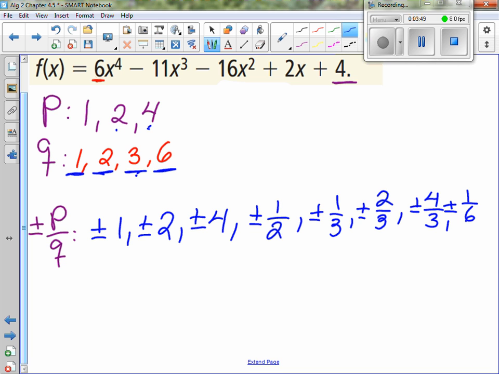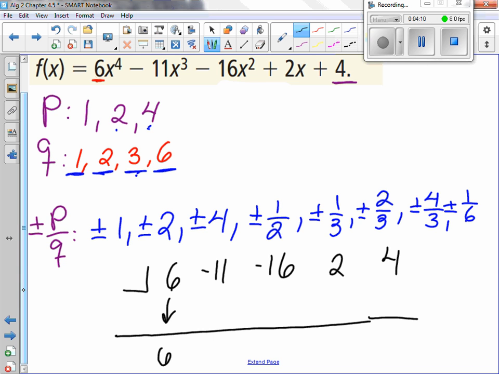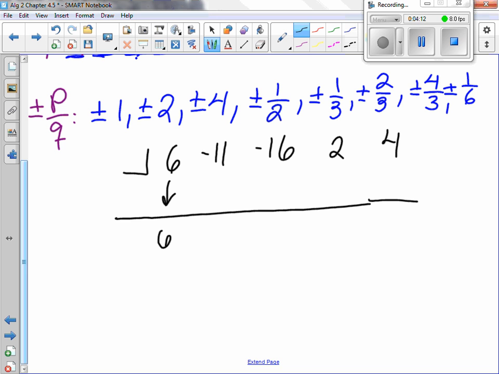Now we could start off again and use synthetic division and put 6, negative 11, negative 16, 2, and 4. And just start off with positive 1 and see if that worked. Then go negative 1, positive 2, negative 2, positive 4, negative 4, and go all the way through and see if any of these work.